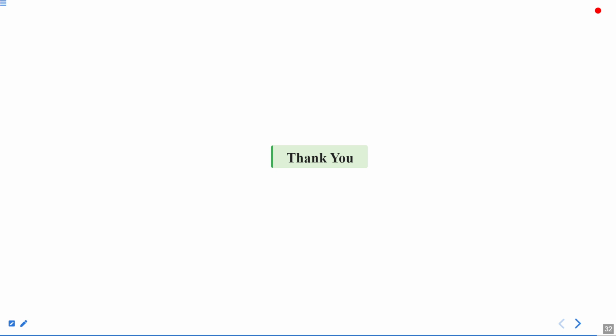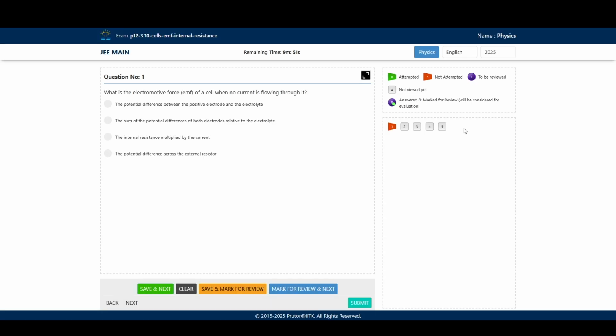So now let's see the DPP. This is the DPP. You are given 10 minutes and you have to solve it. What is the first question? What is the electromotive force of a cell when no current is flowing through it? So what is the answer? You can tell me in chat.